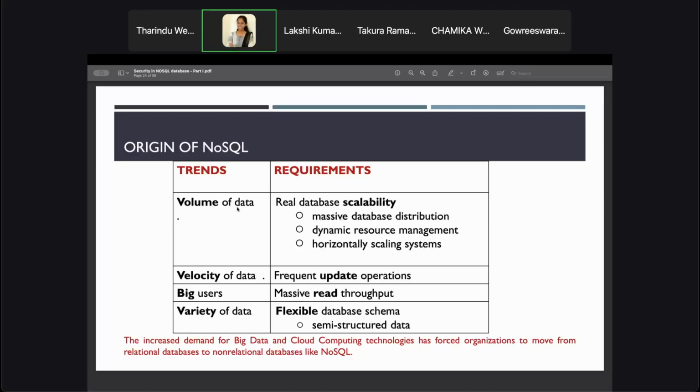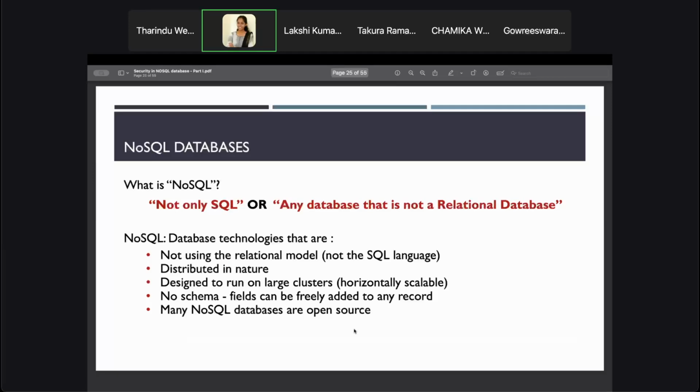In order to manage these current trends, we need these requirements. We need a database which is scalable. We need a data model which is flexible. We need a data model which supports reading and writing frequently. So that's where we are moving from SQL to NoSQL. All right. Are we clear up to this point? The need for a NoSQL database, did you understand?